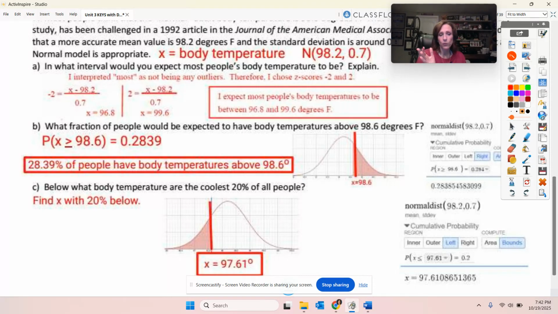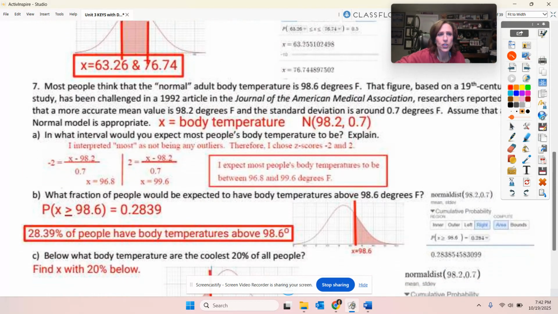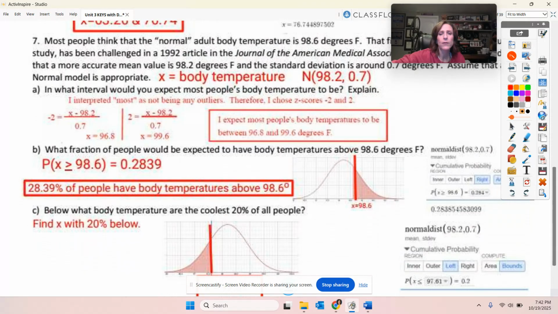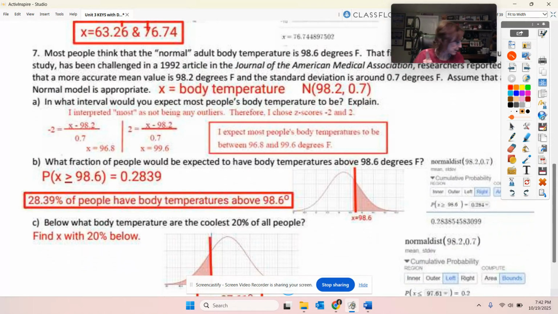But anyway, on finding body temperatures, were they taken through the ear, or are these just body temperatures? No, that must be a different problem at a later time. Anyway, the normal model with a mean of 98.2 and a standard deviation of 0.7.